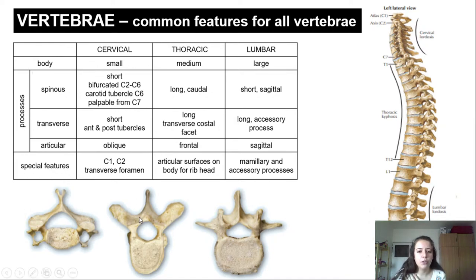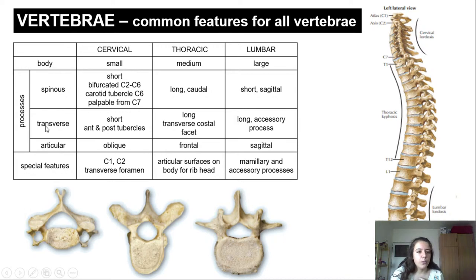Then the spinous process of the thoracic vertebrae is longer and it is caudally facing. What does it mean? You can see here on the whole vertebral column how they go down and reach the level of the adjacent lower vertebra. If this is my body and this finger is my spinous process, it is going to be lower like this, and it is long. And then the spinous process of the lumbar vertebrae is shorter and it is at the same level as the body. That's called the sagittal position. You can see it here.